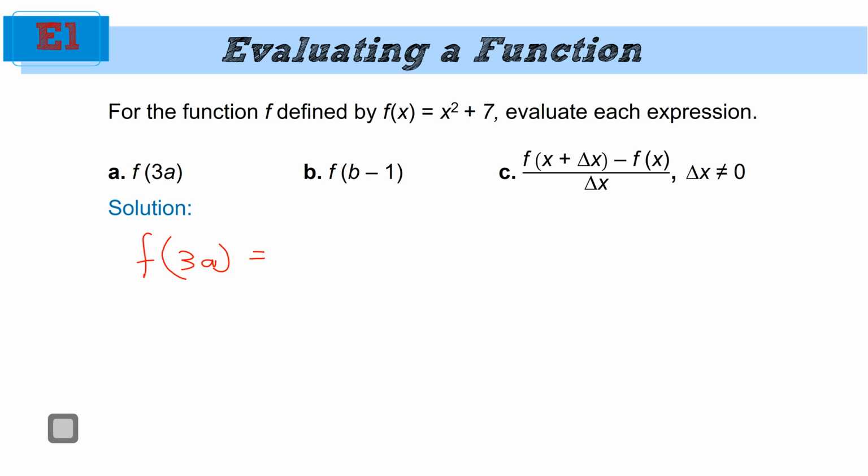Easy peasy lemon squeezy? Any problems? Yes or no? No, good. Okay, remember it's 3a quantity squared plus 7, which gives us 9a squared plus 7. We good? Thumbs up? Yep. Excellent. Okay, let's move on to the second one.